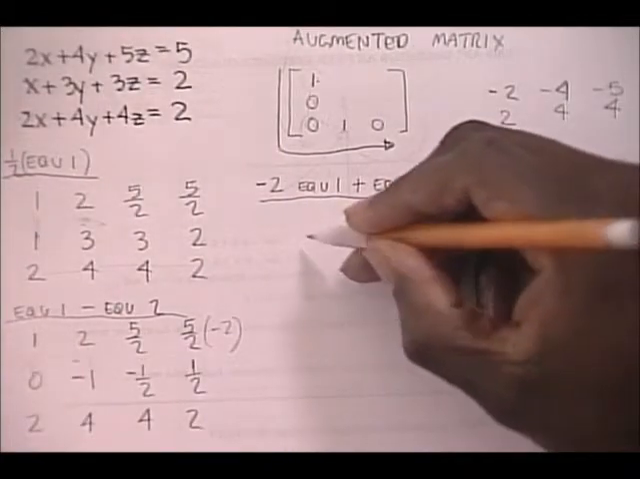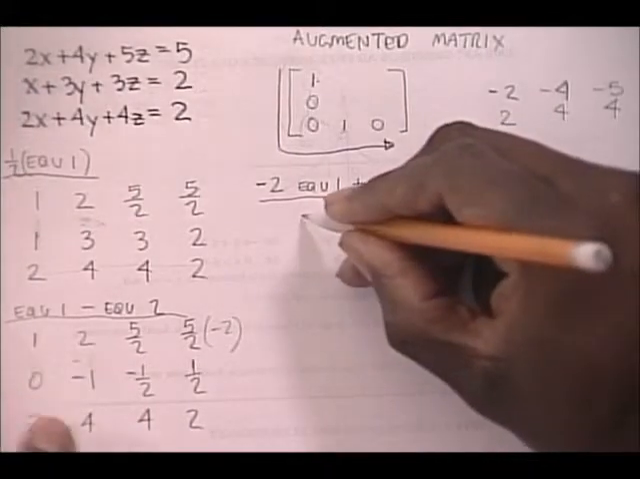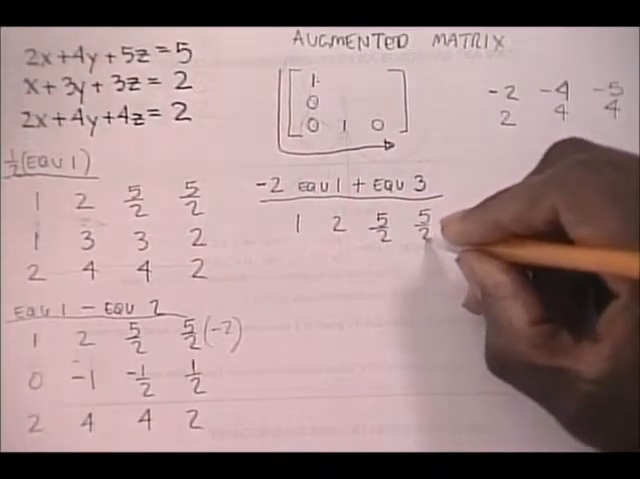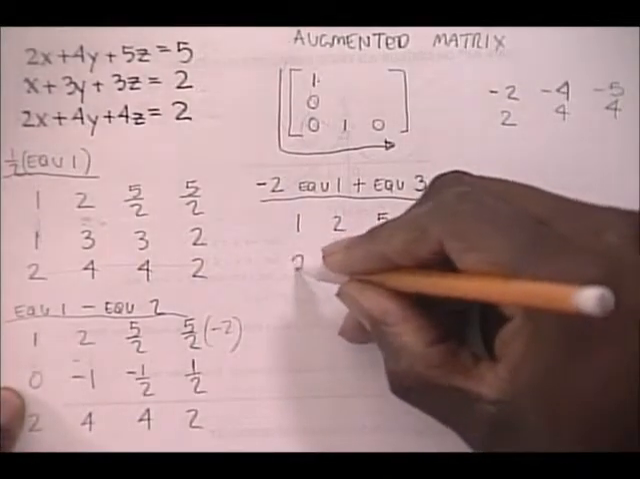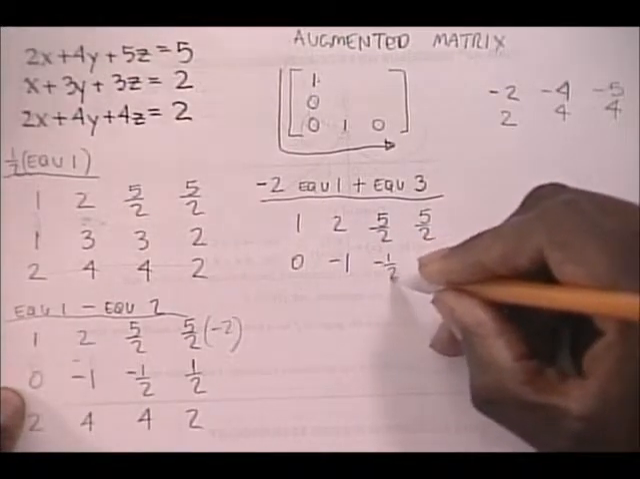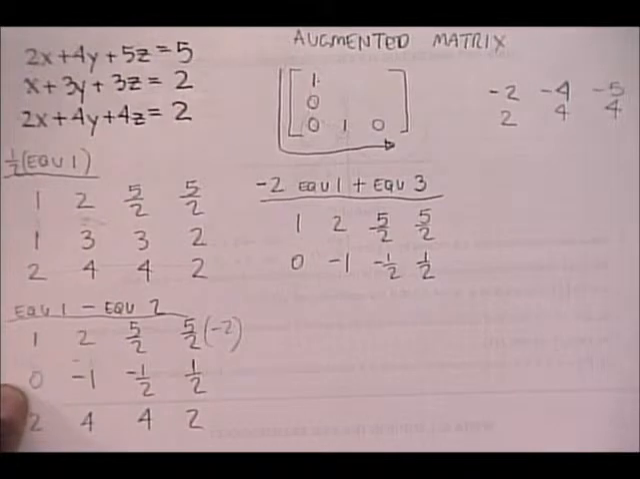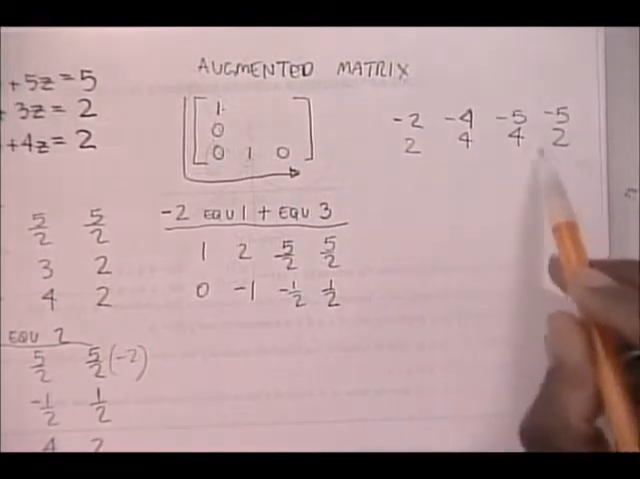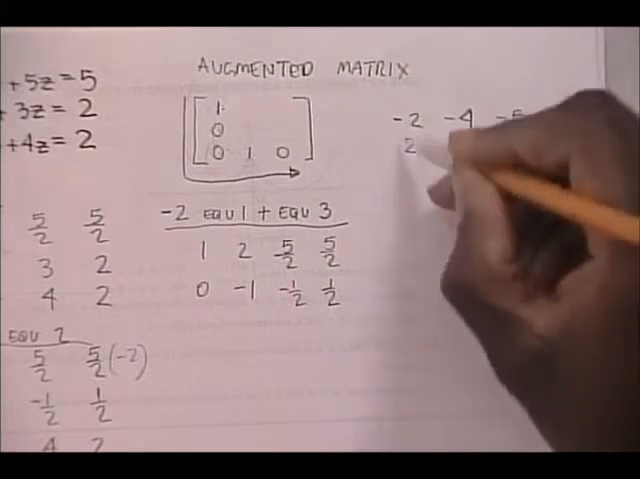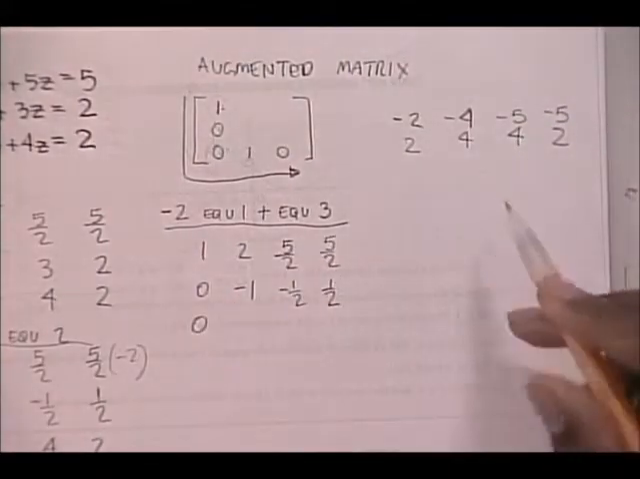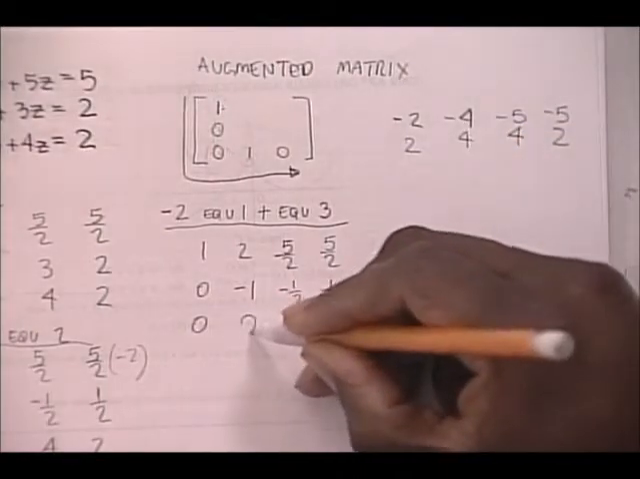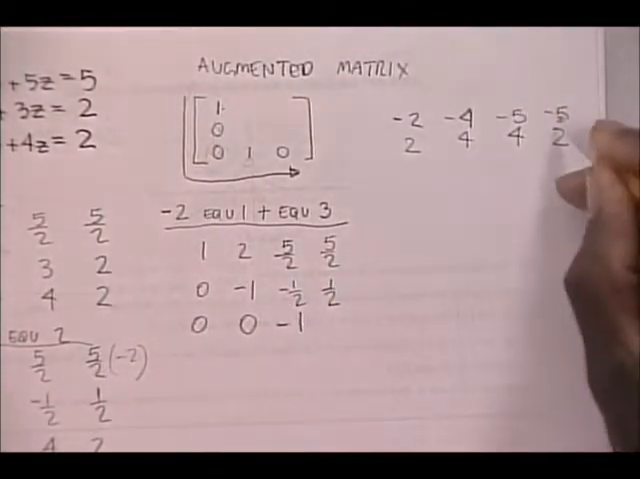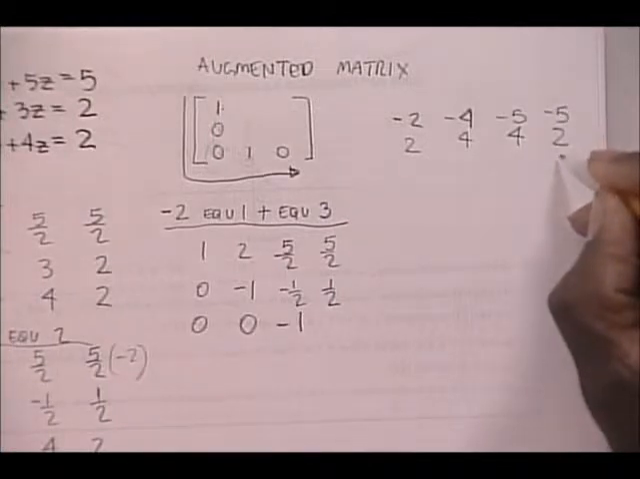All right, so let's keep the first row and the second row the same. We get 1, 2, 5 halves, and 5 halves. Keep the second row the same. 0, negative 1, negative half, and half. All right. And then I'm going to add these two rows here and get my new third row. Add negative 2 plus 2, that's 0. And then we'll add negative 4 and 4, that's 0. Add negative 5 plus 4, that's negative 1. And add negative 5 plus 2, we would get negative 3.